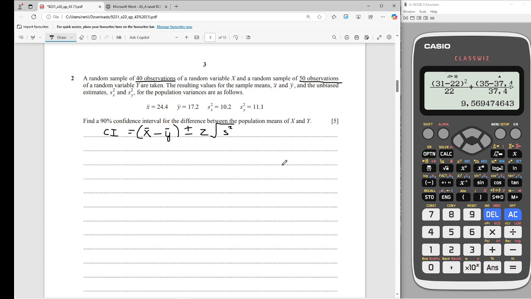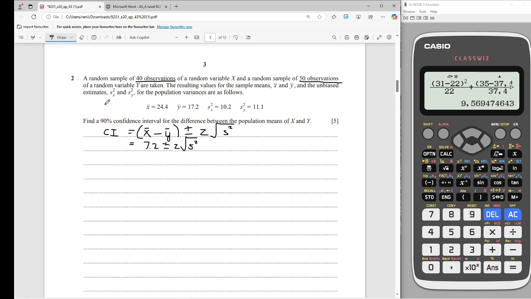Now that we have our formula, we need to identify what values are missing and what values we can plug in. So we have mean x minus mean y, that is 24.4 minus 17.2, which is 7.2. What we don't have is z and s2. So how do we find the z and s2 values?